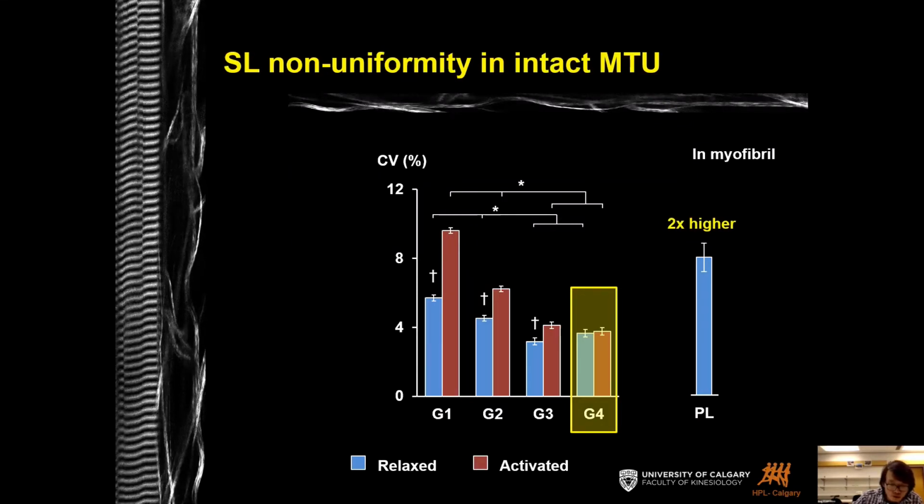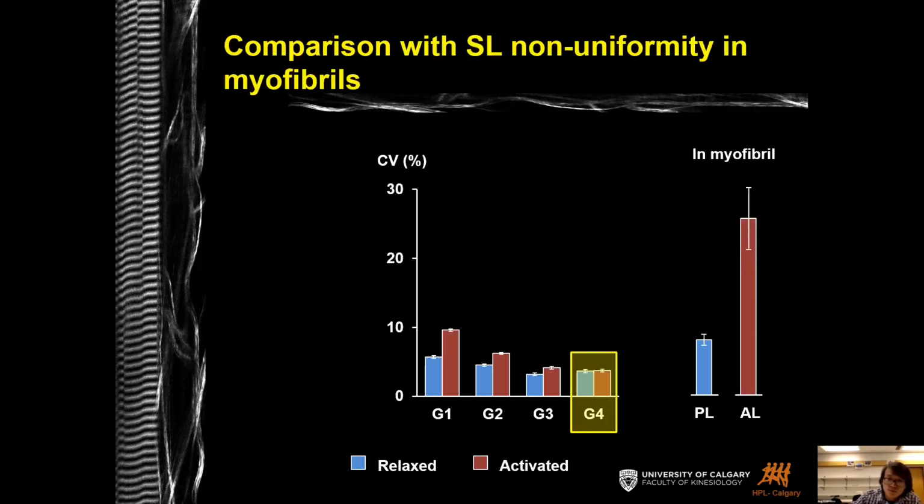What about the active long state? It is beyond the boundary of this graph, so we have to readjust the y-axis. It turns out that the sarcomere length non-uniformity in myofibril is more than 6 times higher than that in the intact muscle-tendon unit. This shows that the extracellular matrix functions to regulate the degree of non-uniformity in the sarcomere lengths.